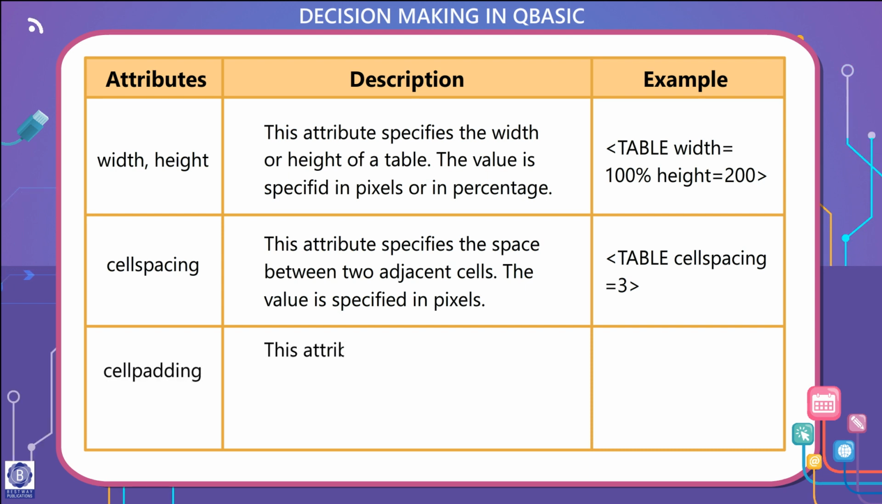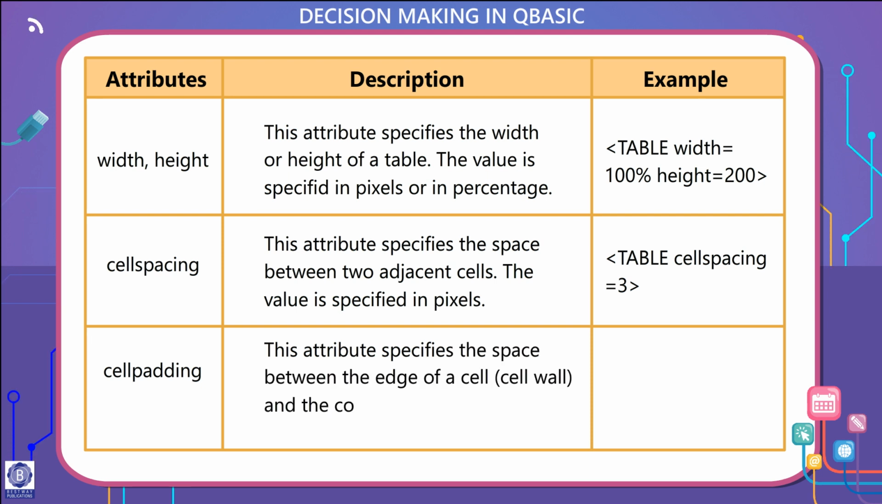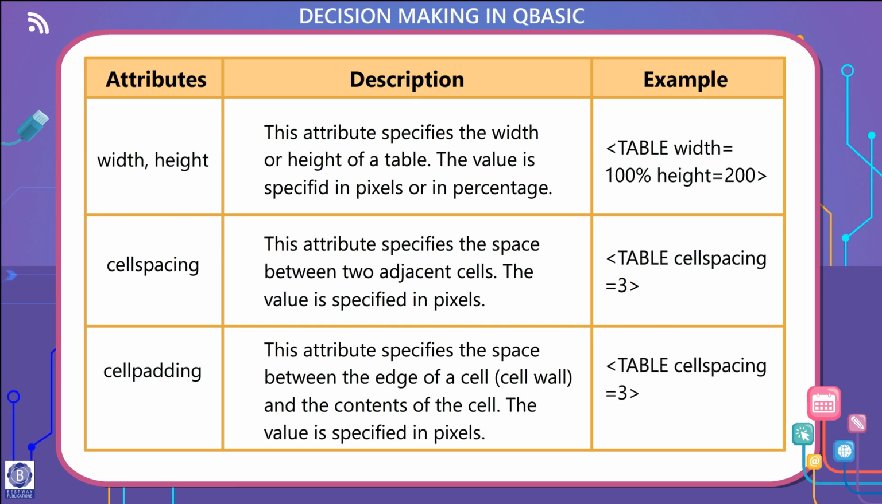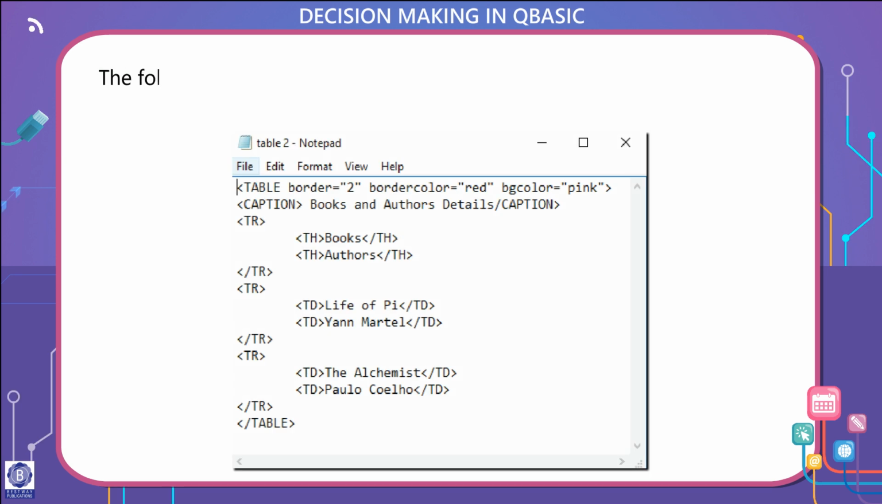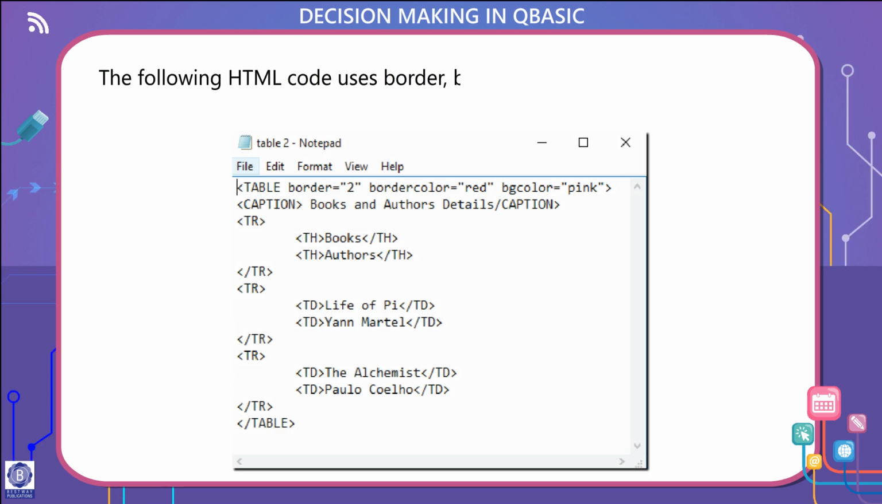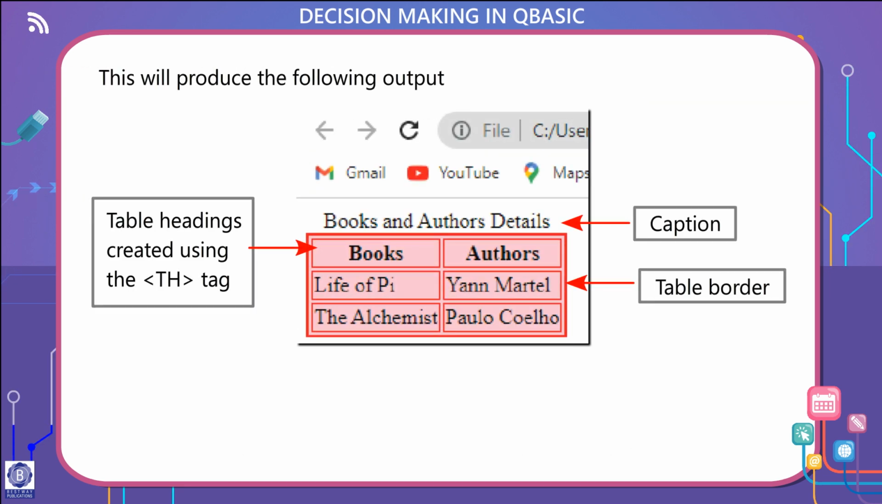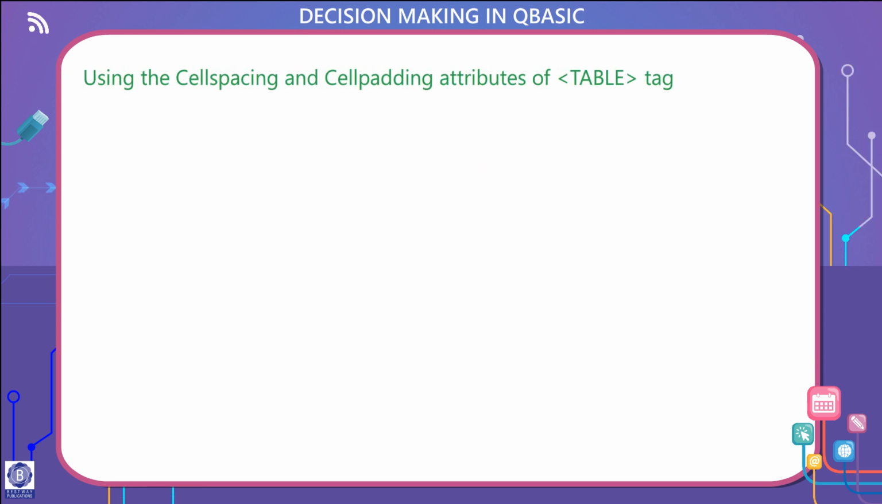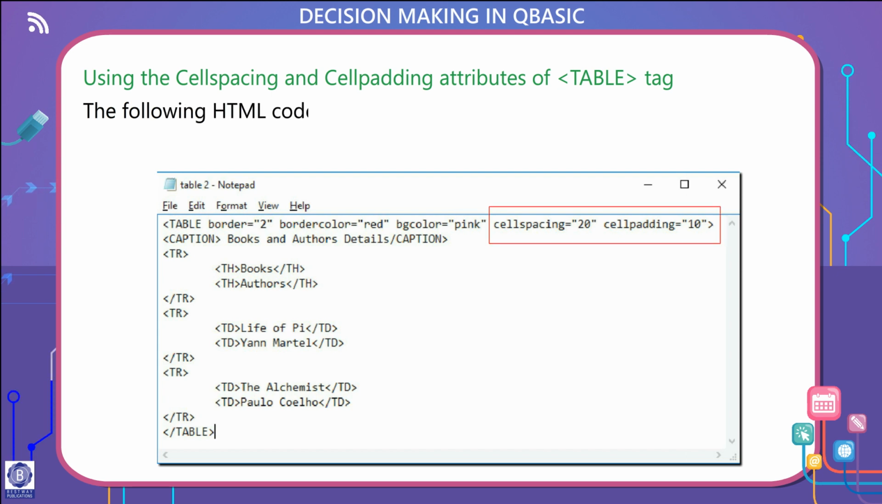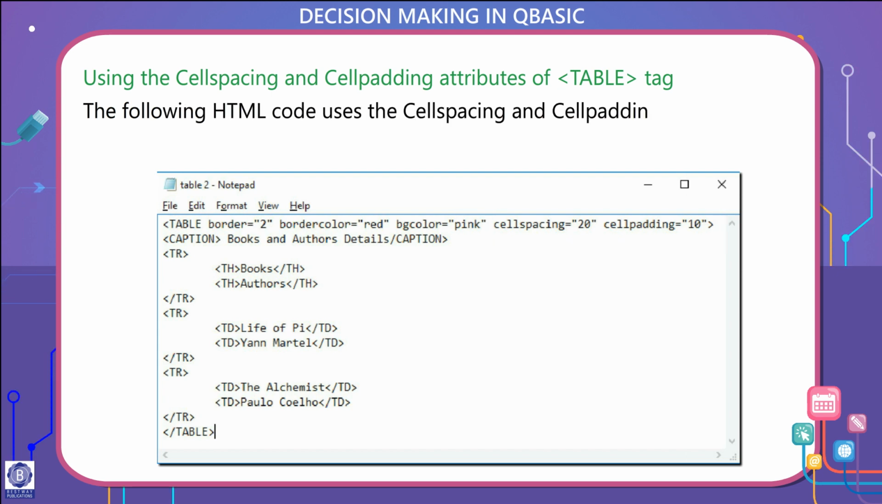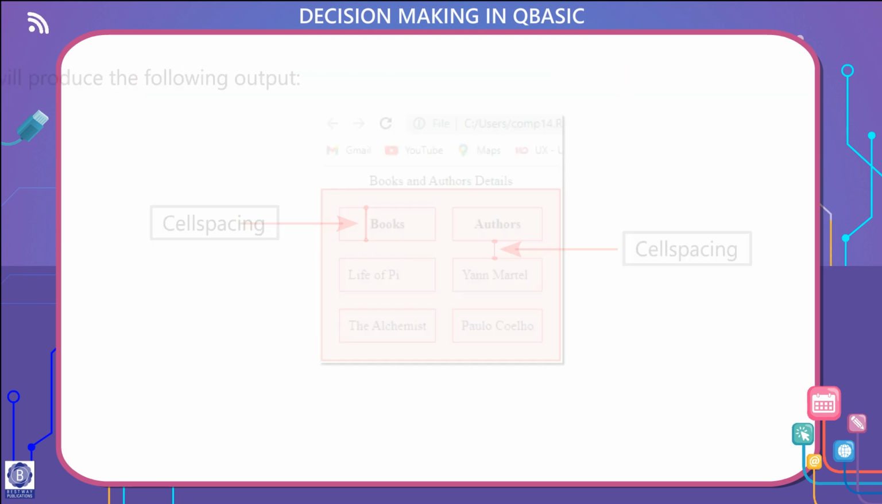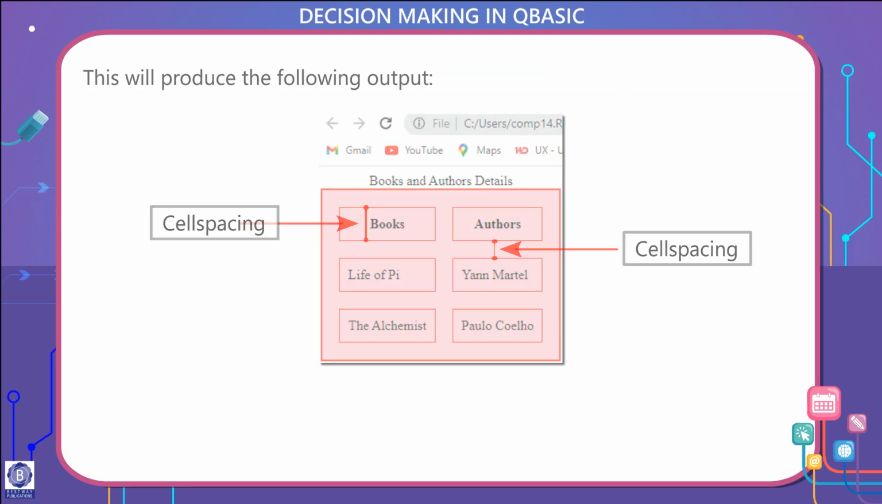Cell padding. This attribute specifies the space between the edge of a cell wall, and the contents of the cell. The value is specified in pixels. Table cell padding is equal to 3. The following HTML code uses border color, and bg color attributes of the table tag. This will produce the following output. The following HTML code uses the cell spacing and cell padding attributes of the table tag. This will produce the following output.